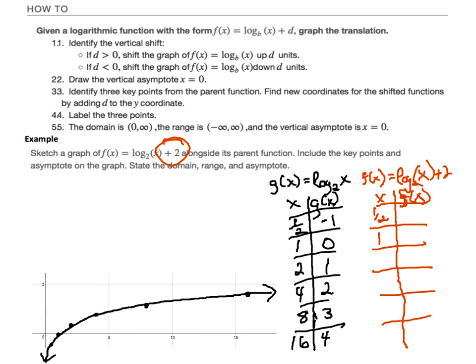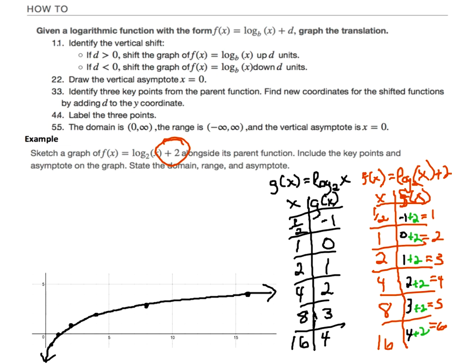So I have 1/2, 1, 2, 4, 8, and 16. And then I have negative 1, 0, 1, 2, 3, 4. This is what I'm starting with. And I have a vertical translation of up 2, and that ends me at 1, 2, 3, 4, 5, 6.